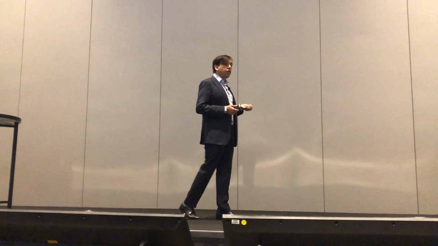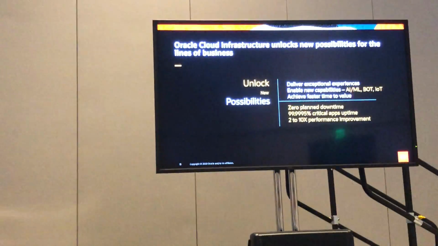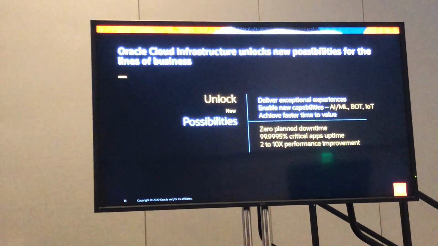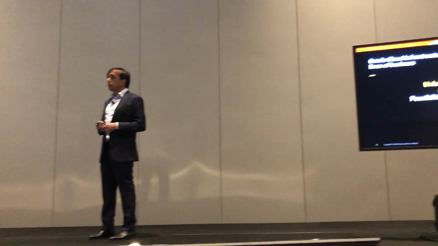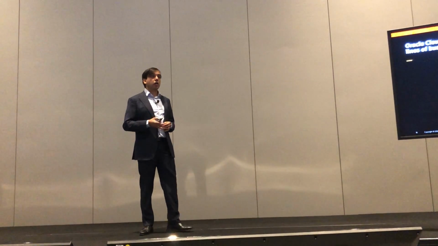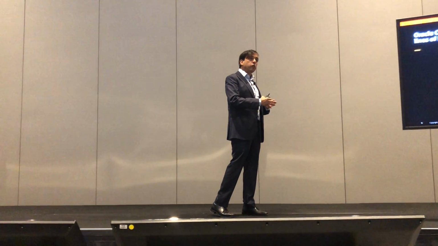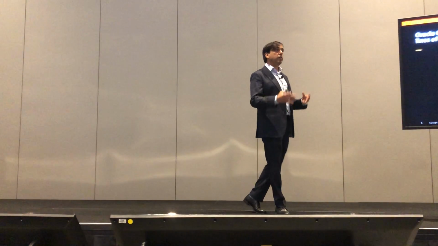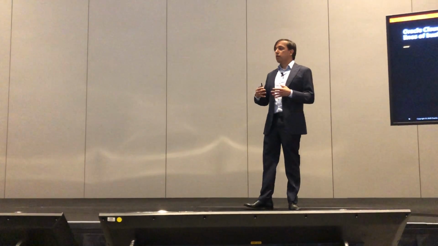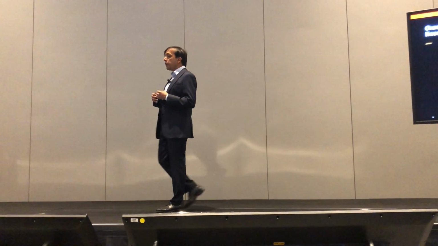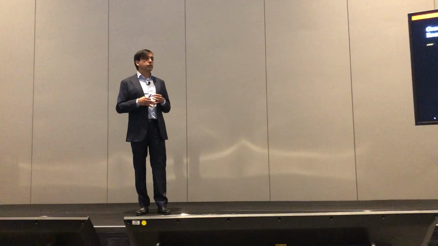Finally, the cloud infrastructure unlocked new possibilities for our business. Businesses are able to adopt new technologies faster: AI, machine learning, bots, IoT. We could have done that on-prem, but it would have taken us doing everything ourselves. We build everything ourselves. We spend time configuring and deploying and implementing all those solutions. Here we were able to uptake those solutions ready-made out of Oracle Cloud.